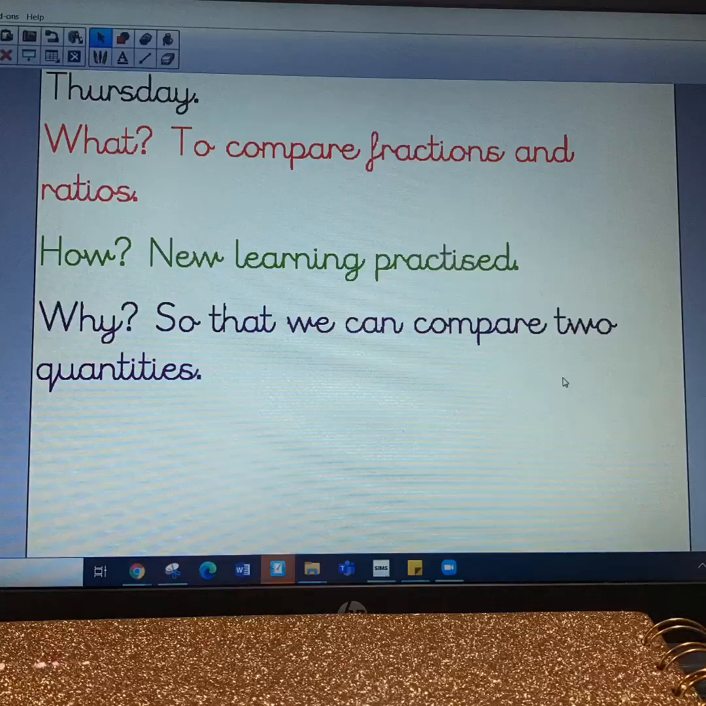So we have been starting our topic of ratio this week and we are going to carry on with that today. Let's get started. So our focus for today is to compare fractions and ratios. The last couple of days we've been looking at ratio, understanding what ratio is, and talking about it as fractions as well. But today we're going to use both as different ways of writing things. So it is new learning and practice, and we are doing it so that we can compare two quantities.